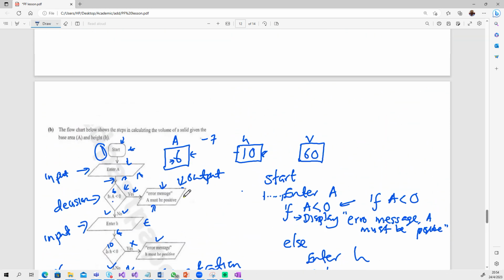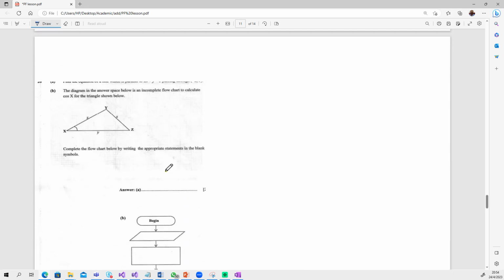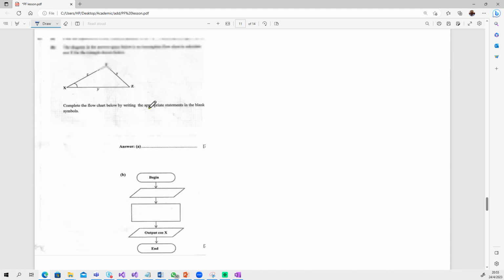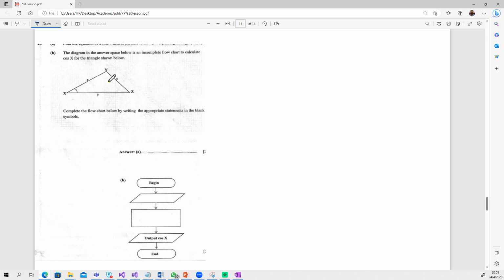Let me go back to the first part here. This one has got a background. It says the diagram in the answer is an incomplete flowchart to calculate cos x from the triangle below. Complete the chart below by writing the appropriate statements in the symbols. This one just requires you to know the rule of cosine. I'm not sure if you know this rule, but I won't focus on that because that's not the focus of this question.